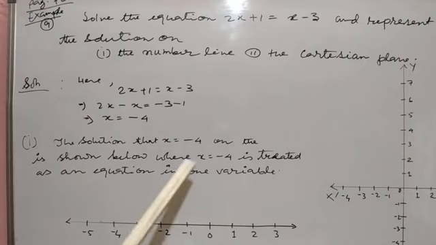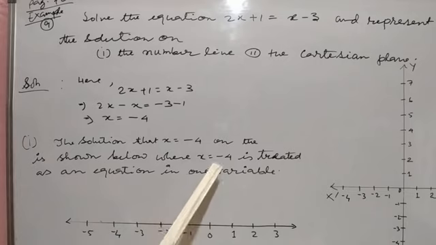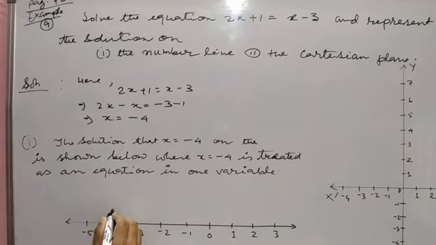So here x equal to minus 4, if we consider this as an equation in one variable, this will represent an integer, and this integer can be shown here. This is -4, so this will be x equal to -4. So this is the representation of x equal to -4 on the number line.